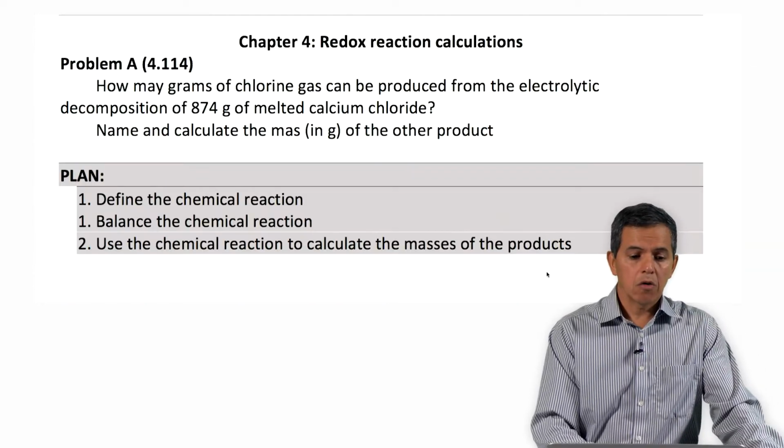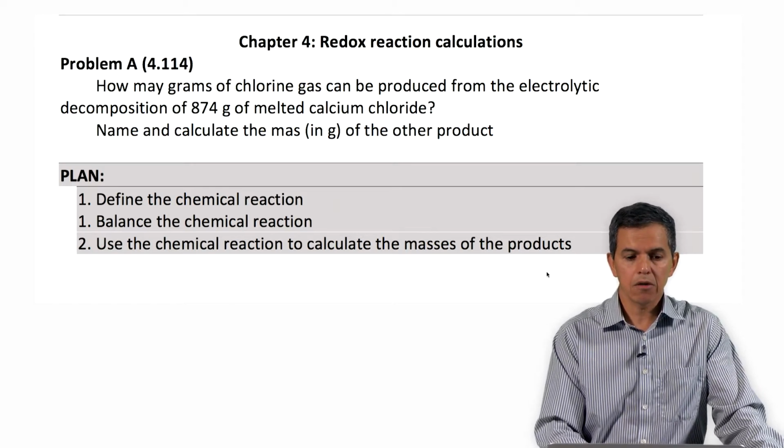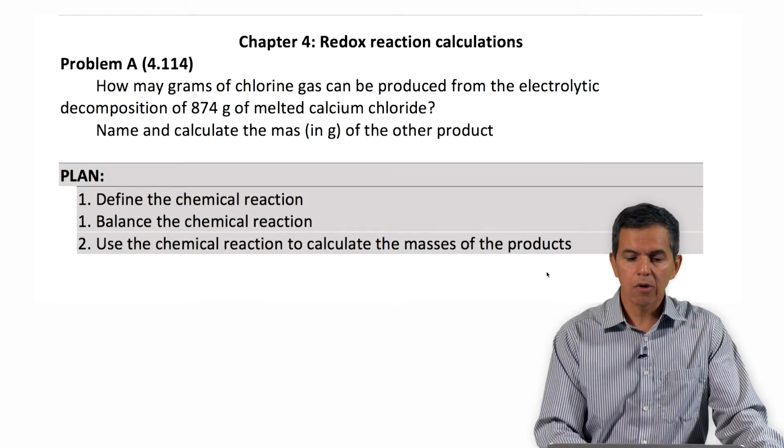In order to solve this problem, the first step is going to be to define the chemical reaction. We will need to balance the chemical reaction and then finally use the chemical reaction to calculate the masses of the two products that are being formed.